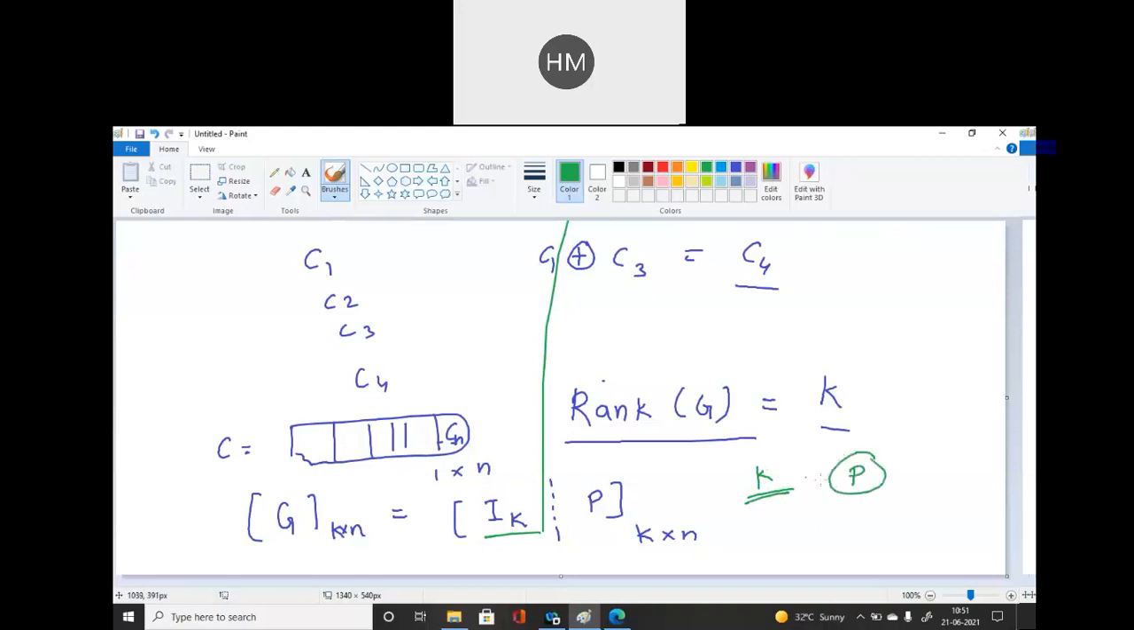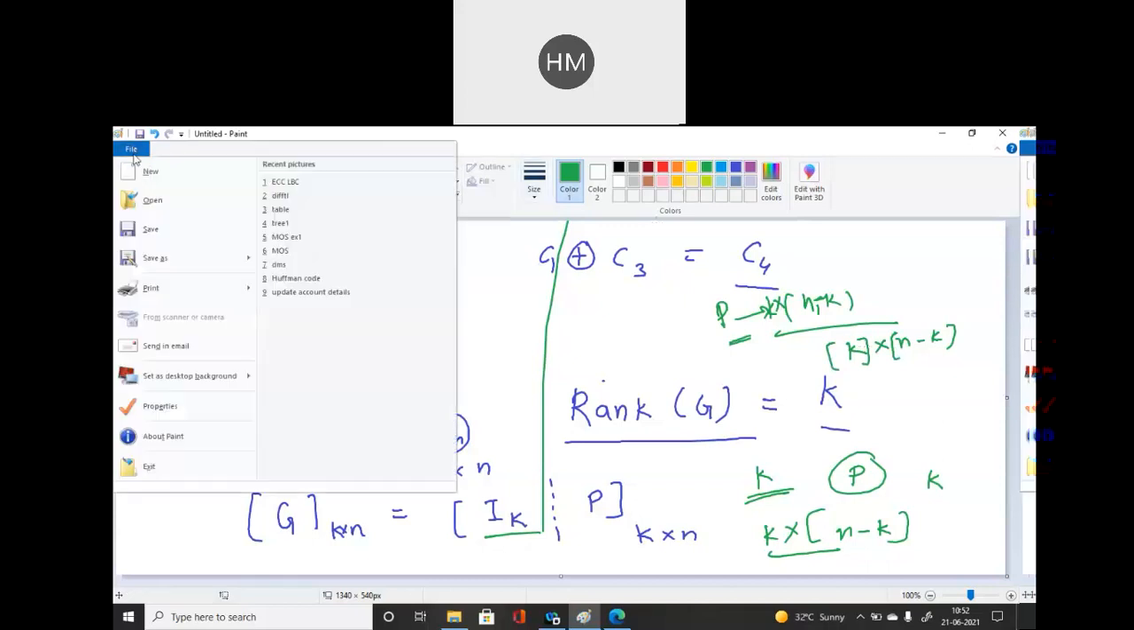Now what is P? P is an arbitrary K by n minus K matrix. Where P is specified, it defines (n, K) block codes completely. Okay, you can write down: P is specified and it defines (n, K) block codes completely. So P is very important over here, and it is a K cross n minus K matrix.